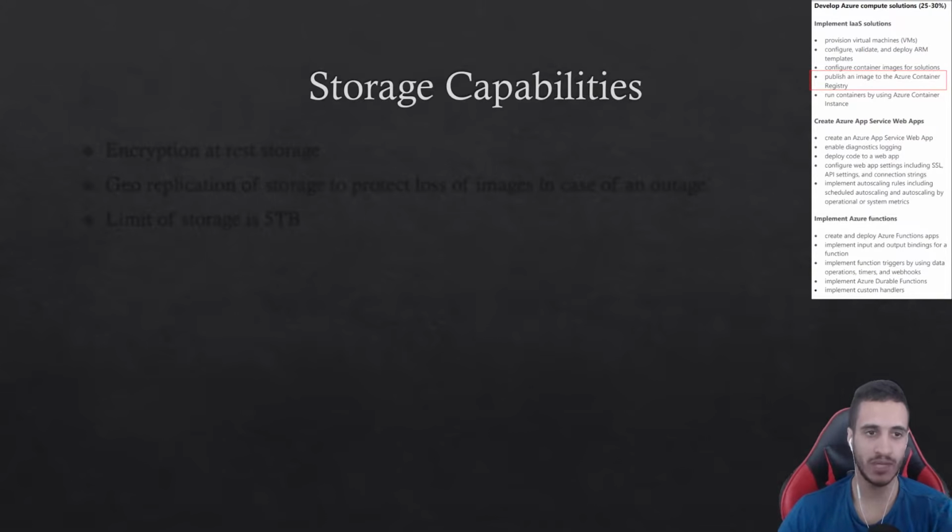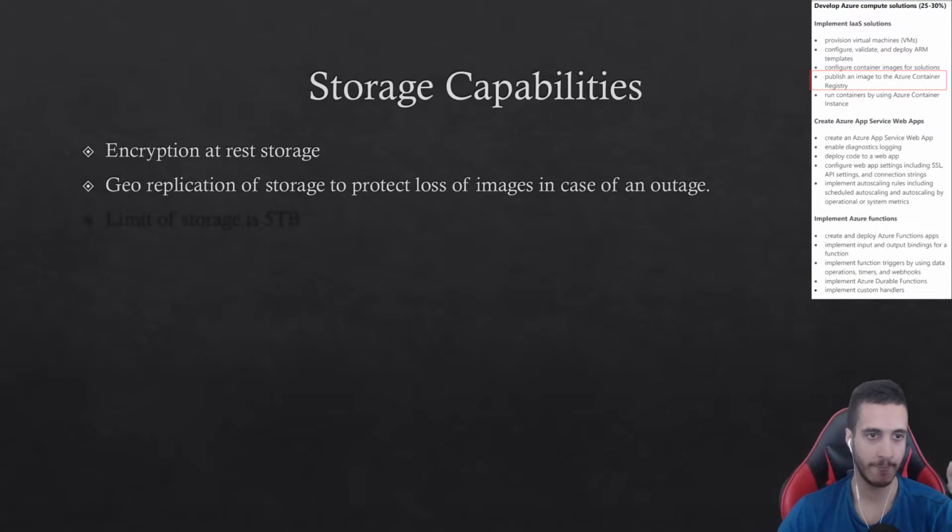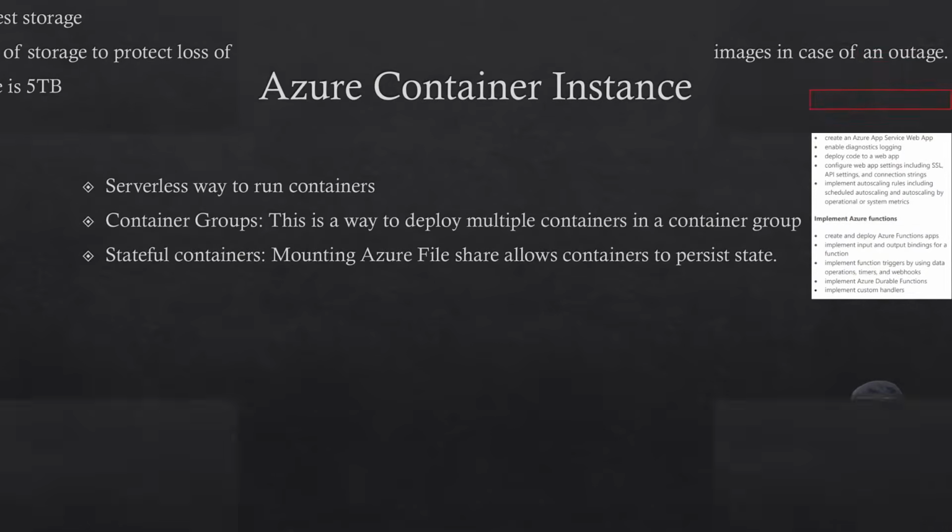And then we have the storage capabilities of Azure Container Registry. So those are the standard storage capabilities across all the tiers. What you will get is encryption at rest storage, so everything is encrypted at rest on Azure Container Registry. And then you have geo-replication of storage, obviously if you are using the premium tier as discussed. And you need to know that the limit of storage is 5 terabytes, which is actually a lot.